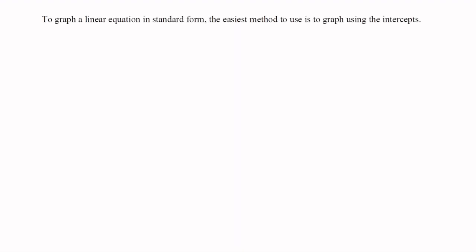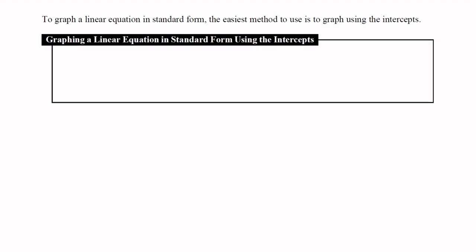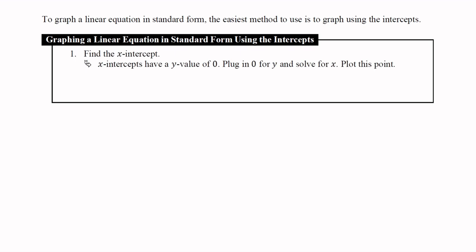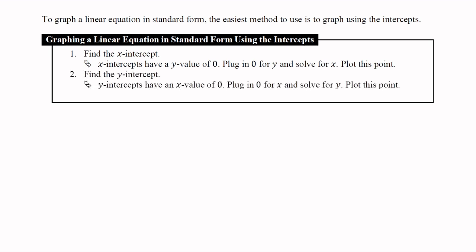To graph a linear equation in standard form, the easiest method is to graph using the intercepts. So to graph a linear equation in standard form using the intercepts, you're going to find the x-intercept. X-intercepts have a y value of 0, so you're going to plug in 0 for y and solve for x, and then plot that point. Then you're going to find the y-intercept. Y-intercepts have an x value of 0. Plug in 0 for x and solve for y and plot this point, and then connect with a straight line.